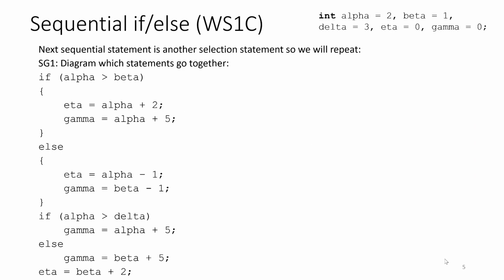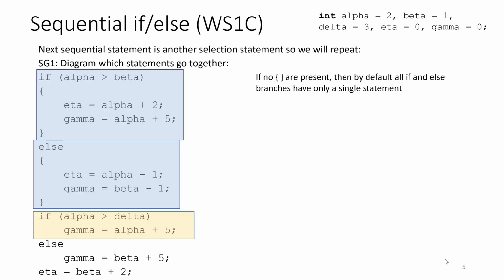We're back to subgoal 1, where we have to diagram which statements go together for the next sequential if statement, is alpha greater than delta. In this case, there are no curly braces, so the if and the else each get one statement and one statement only. The eta is assigned the value beta plus 2 is the next sequential statement. If we were counting, there would be 3 sequential statements in this code: one if statement, followed by a second if statement, followed by the assignment of eta.